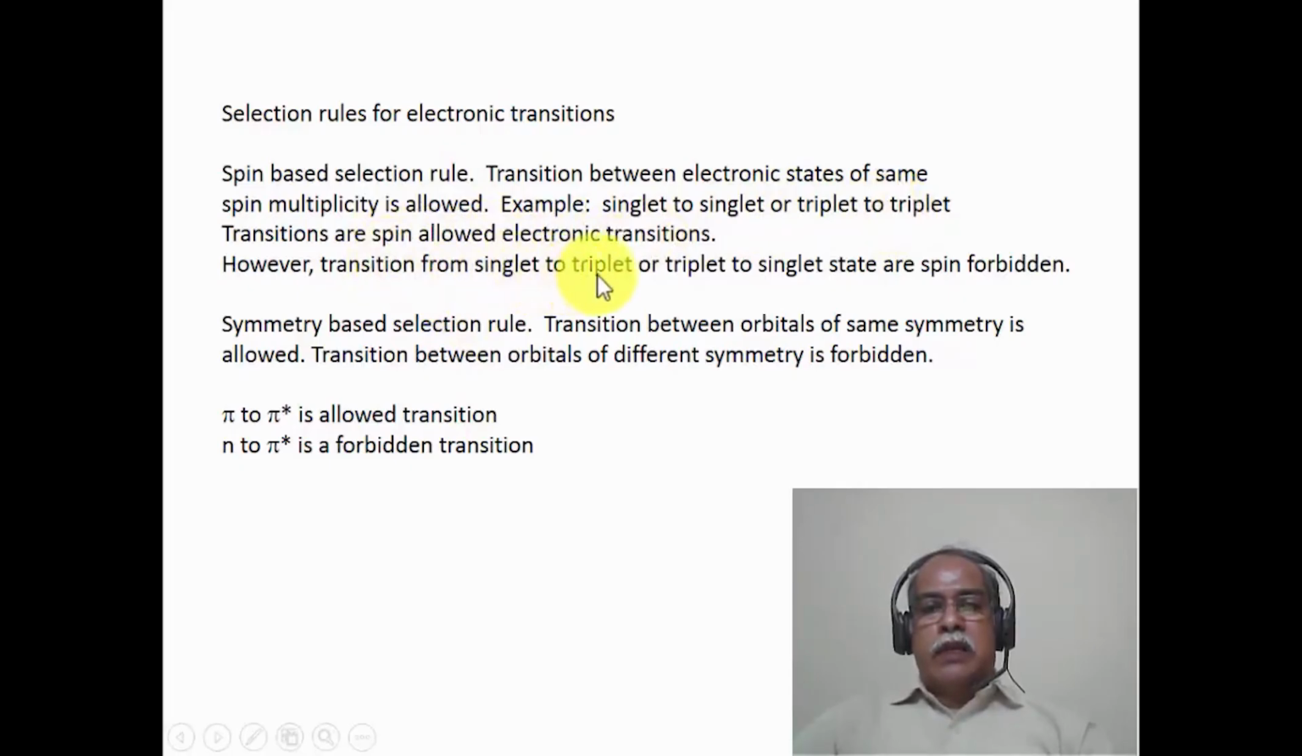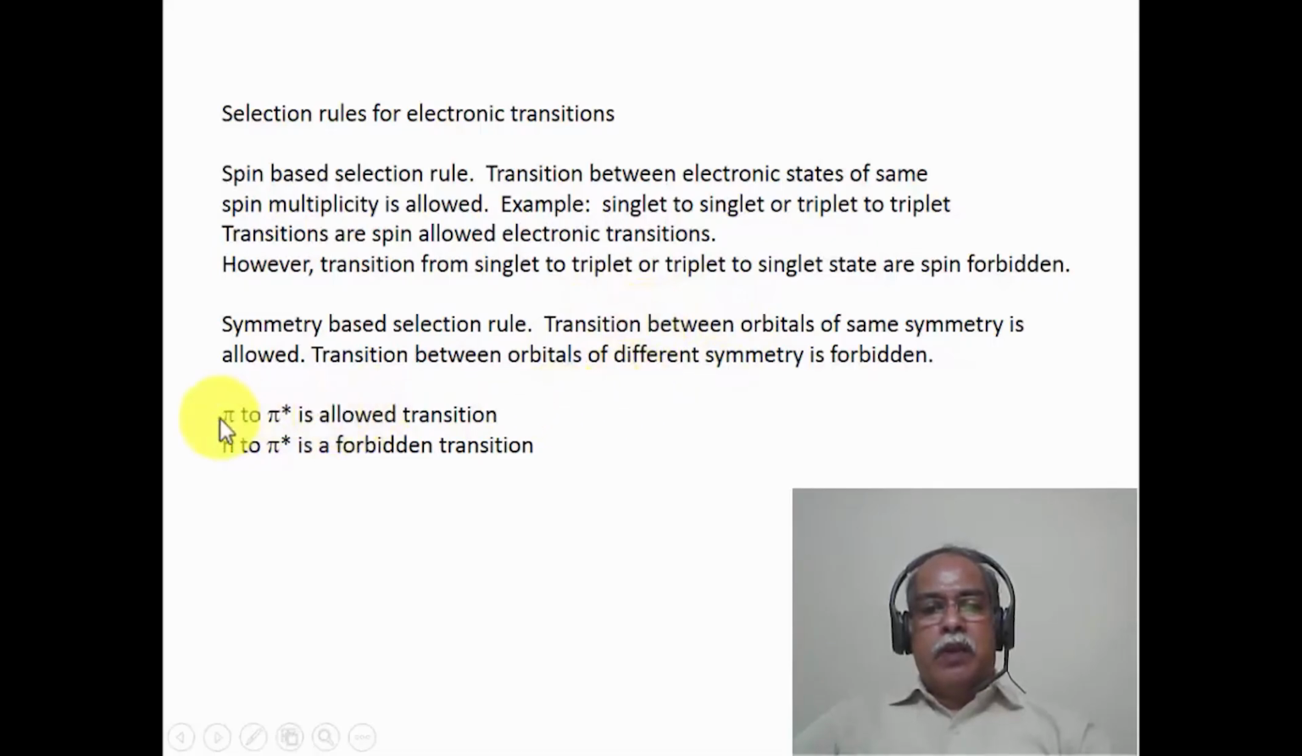However, going from a singlet state to triplet state or the triplet state to singlet state are spin forbidden. This is what I mentioned when I talked about the intersystem crossing from the excited singlet state to a triplet state. There is a spin change that is taking place, so that is a forbidden transition according to the spin selection rule. On the basis of symmetry selection rule, transition between orbitals of same symmetry is allowed, whereas transition between orbitals of different symmetry is forbidden. So this is something we will deal with a little later.